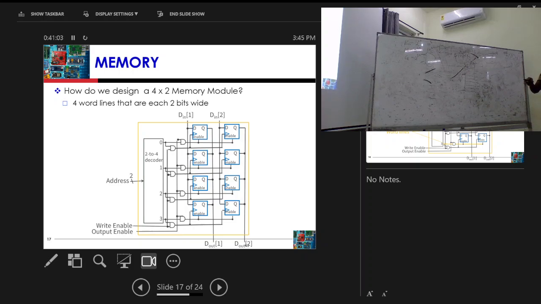We have a 2 to 4 decoder for my addressing. In case I want to write to any of the locations, I have to give it an address here, and one of the lines here, either 0, 1, 2, or 3 line, will be selected. I know that already, right? I'm using a 2 to 4 decoder. So let's say I want to write to memory location 1. Pay attention, 0, 1. I give this address 0, 1 here. If I give 0, 1 here, what happens to this line? Will it be 1 or 0?